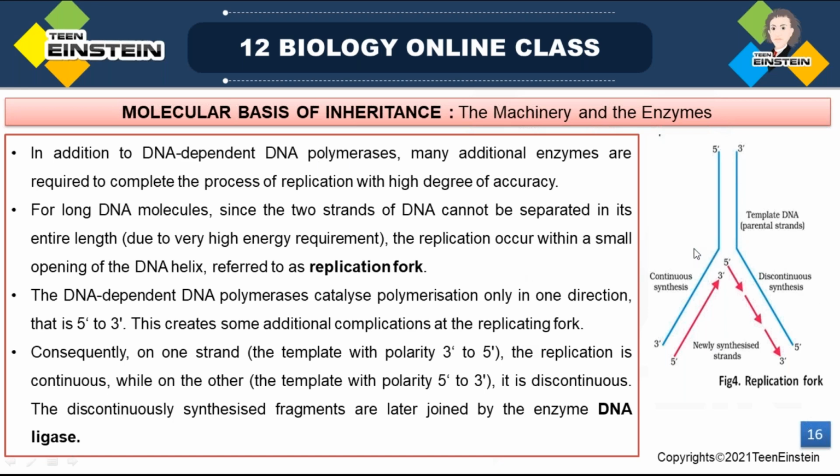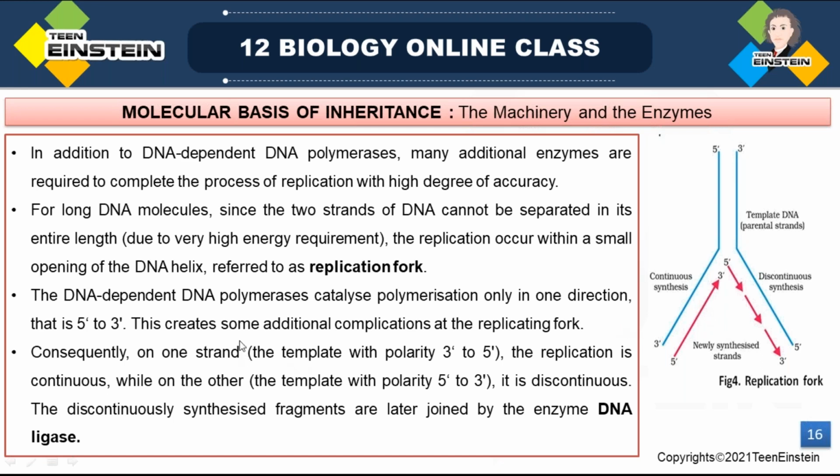That part of the DNA helix is called the replication fork. So the replication occurs within a small opening of that DNA helix, which is called the DNA replication fork. It is in a fork shape, that's why it's called the replication fork. The DNA-dependent DNA polymerase catalyzes the polymerization only in one direction. In which direction? From 5' to 3' direction only.